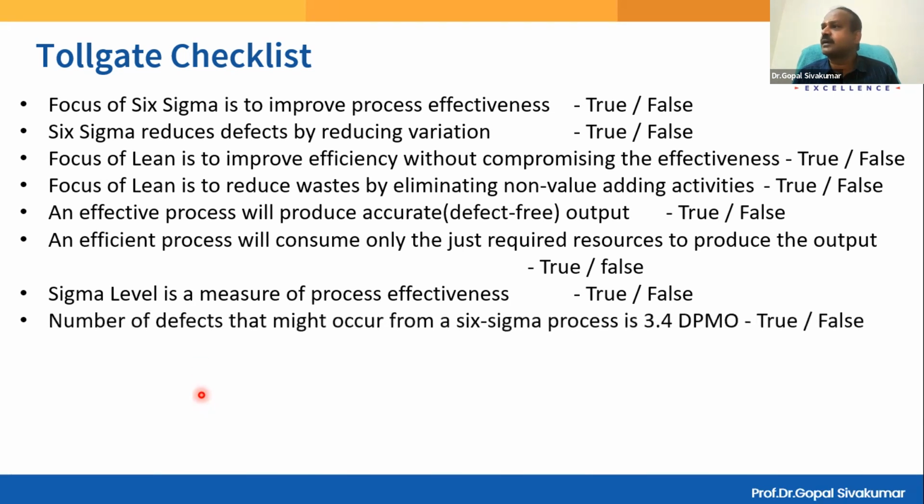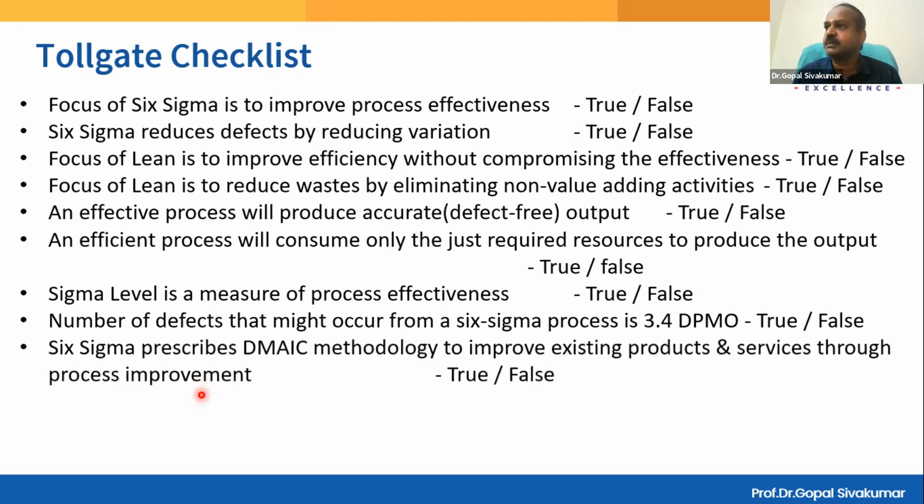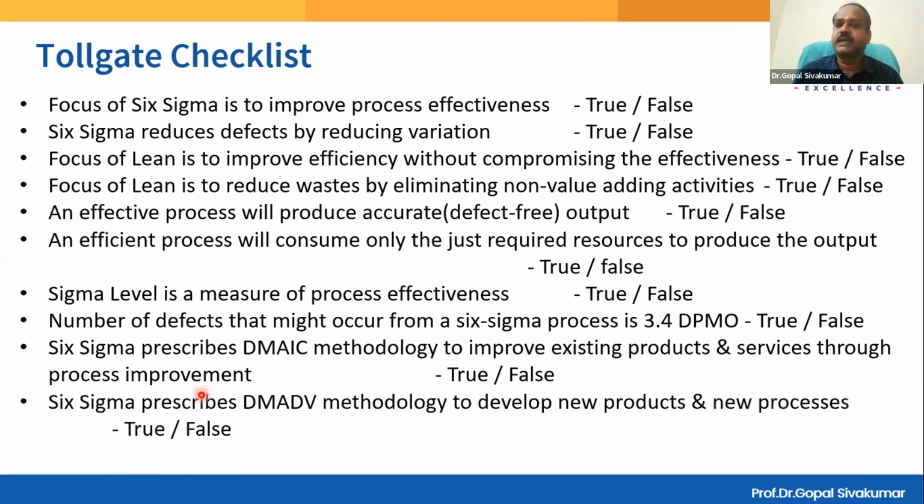Number of defects that might occur from a Six Sigma process is 3.4 dpmo. A Six Sigma prescribes DMAIC methodology to improve existing products and improve existing services through process improvement. It prescribes another methodology called DMADV. If you wanted to create something completely new, you are bringing something new to the world. The world doesn't know such thing exists so far, but you are bringing something new. It's a birth-giving process.